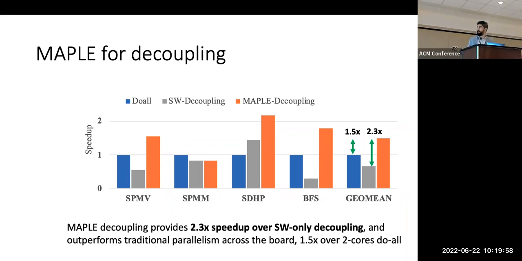So for SPMV and BFS, pure software decoupling is not effective due to the heavy load stalling on this area efficient in-order core. And this is overcome by Maple, providing hardware memory level parallelism and achieving 2.3x speedup, and also outperforms dual parallelism across the board.